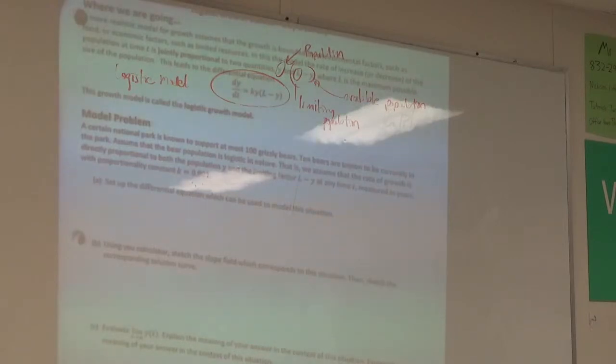So here's what I want you to do, and this is why Roger's back there. I want to use the calculator to generate the slope field. What I don't want you to do is draw the little lines. You could do that, but I'll switch over here.